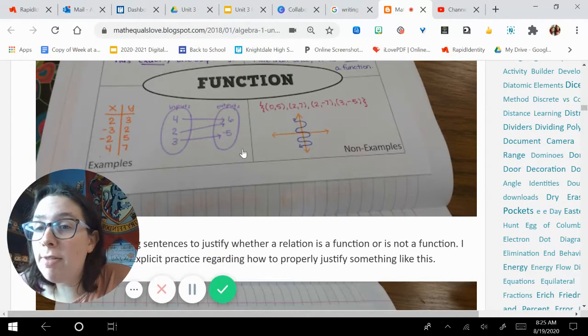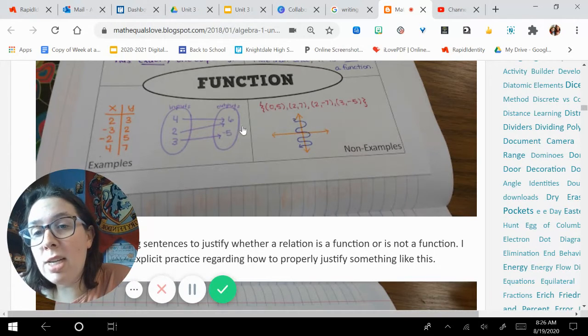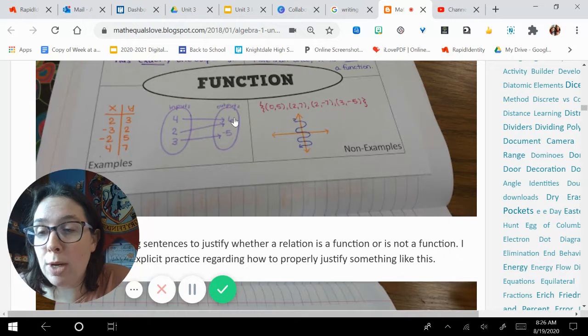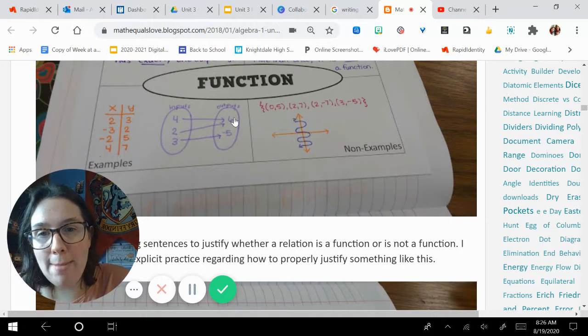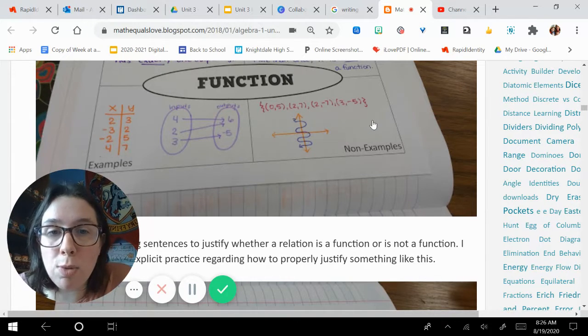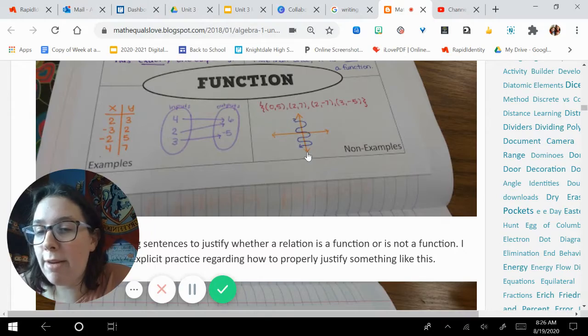Here are some examples of a function. You can see here that none of my x's are repeating. Here is another example. Each input only has one arrow to it. Even though the 6 has 2 arrows going to it, it's an output, a y value. It can have more than one x, but an x cannot have more than one y. And these are some non-examples right here. As you can see here, my 2 is repeating. So that means it's not a function. And you can see here, I can draw a vertical line down it and it will hit this graph more than once. So it's not a function.